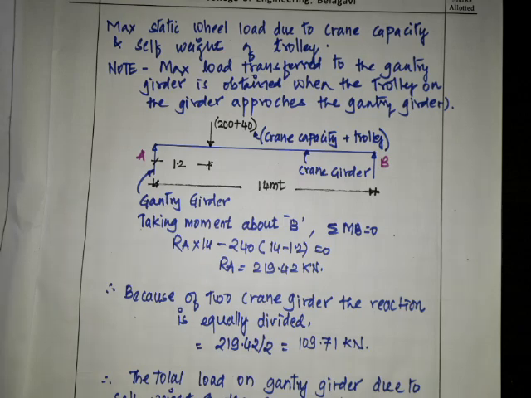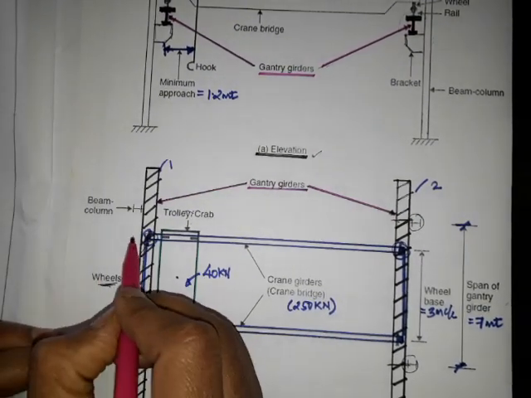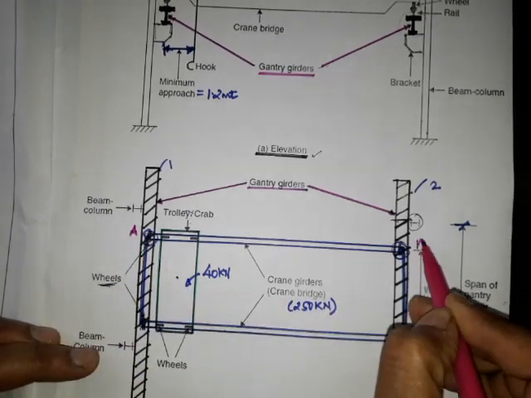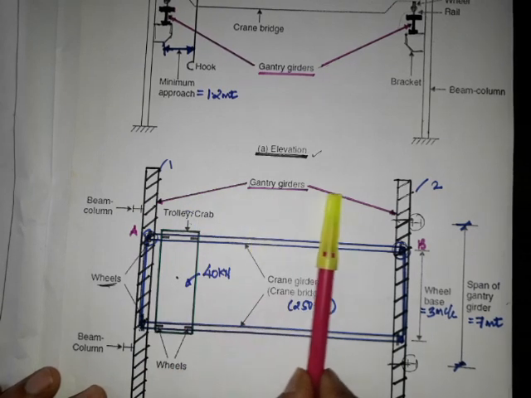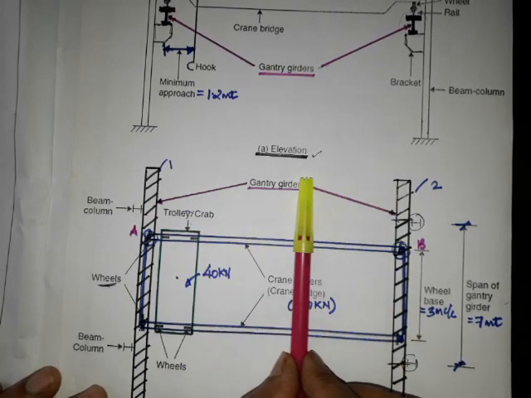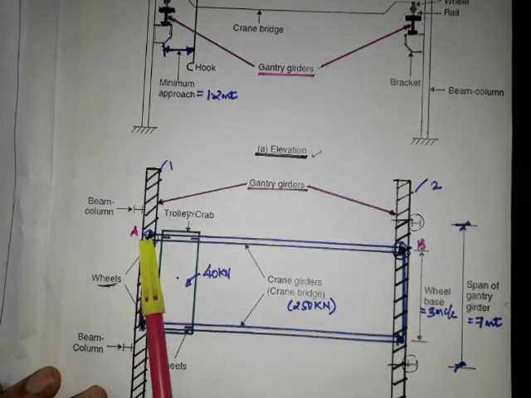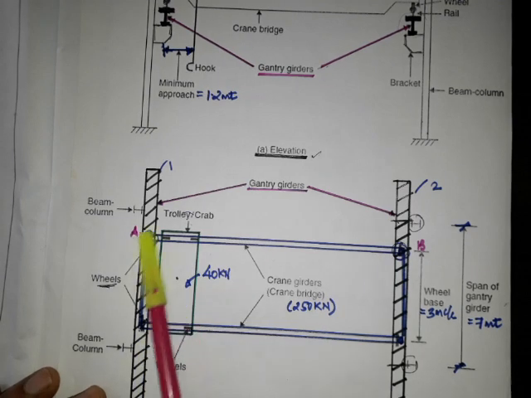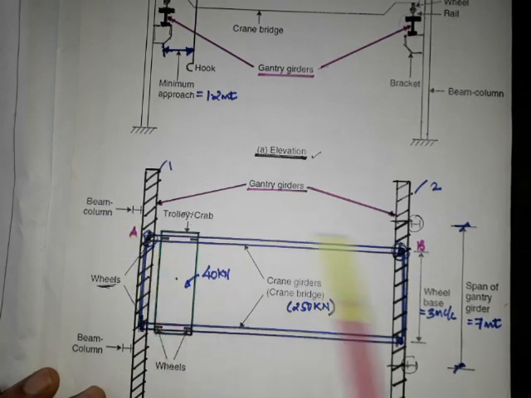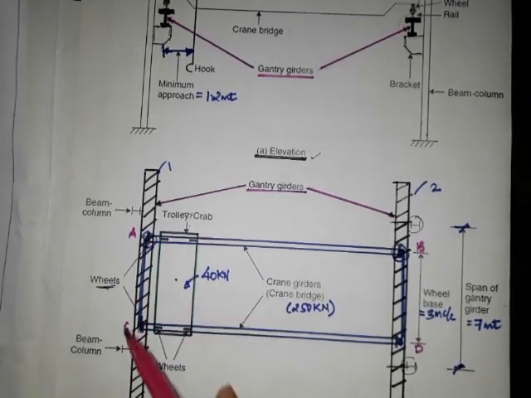So where are A and B? Here it is A. Suppose I write this as A and B. Here the trolley is moving over the crane girder. So what will happen here? The reaction because of the trolley and the self weight of the capacity of the crane will transfer over AB and even CD. So already we have divided by the number of wheels.